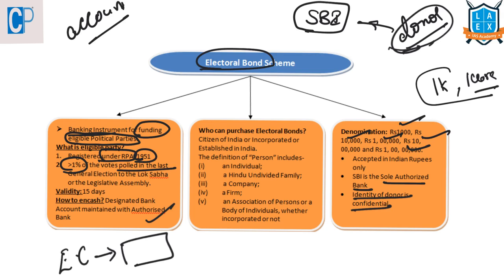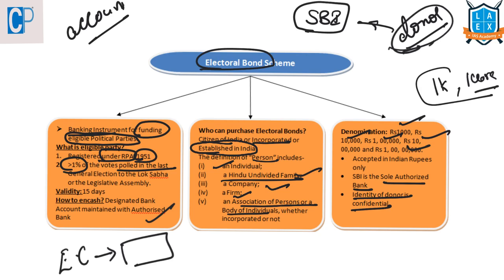Then who can purchase these electoral bonds? Can NRIs or foreigners purchase this? Only a citizen of India or an entity that is incorporated or established in India can purchase these electoral bonds. So, according to this scheme, the definition of a person includes an individual, a Hindu undivided family, a company, a firm, an association of persons or a body of individuals who can purchase these electoral bonds.